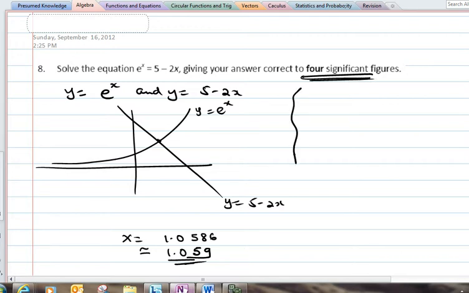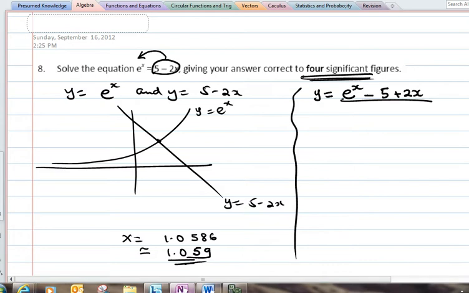Incidentally, you could also draw a single graph. That is, instead of drawing two graphs, y equals e to the x and y equals 5 minus 2x, you could draw the graph of y equals e to the x minus 5 plus 2x. That is, what I've actually done is brought all these to the other side to make y equals e to the x minus 5 plus 2x, which will give you a graph.